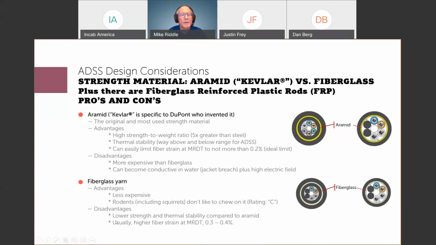But the disadvantages are it's much less mechanically efficient compared to ARAMID, and it doesn't have quite the thermal stability either. Consequently, you end up having to give up a little bit of fiber strain. Remember, I said you would like to keep it below 0.2%, but with the fiberglass ADSS, you might have to allow it to float up to 0.3 or 0.4%. And we'll come back and give you some context for that later.